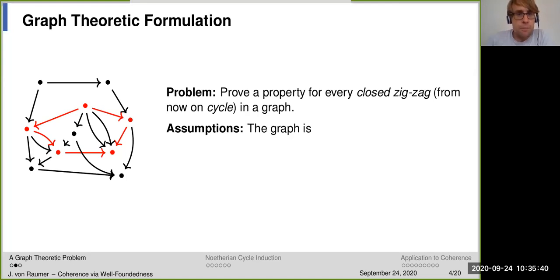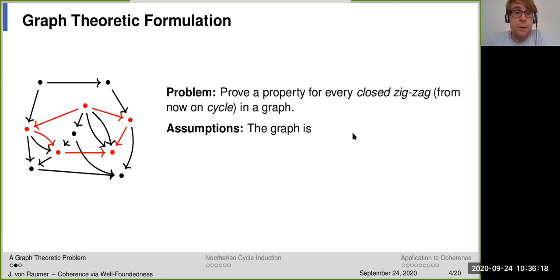So the problem, made a bit more precise, is that we want to prove a property for every closed zigzag in a graph. These closed zigzags, like the one in red on the left, meaning that we can either follow an edge with its direction or against its direction, we will just call cycles, in a bit of an abuse of terminology from now on in this talk. So we want to prove a property for all of the closed zigzags in a graph, usually in an infinite graph, not in a finite one like the one I put on the slide.